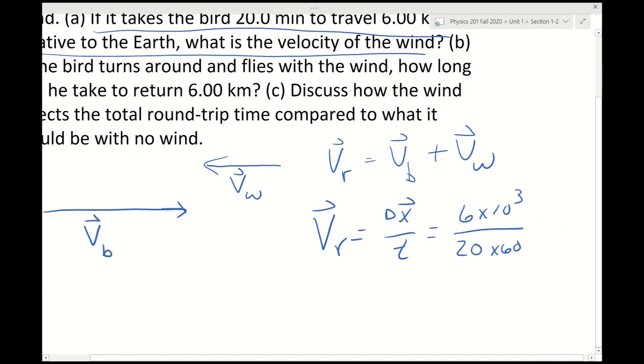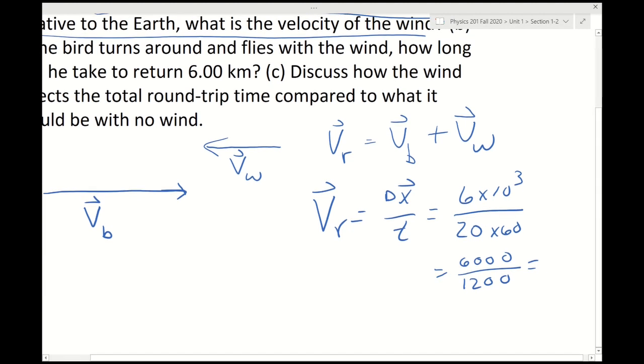So we have 6,000 meters divided by 1,200 seconds, which is equal to 5 meters per second. I looked at that wrong. It says 5.00. Okay.